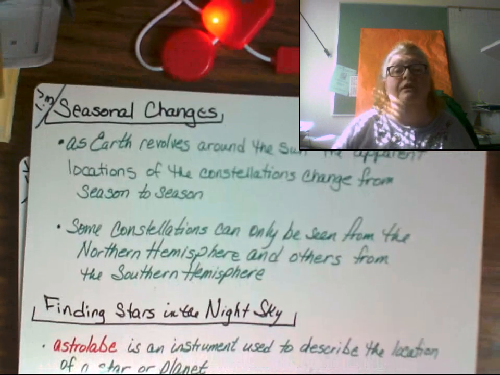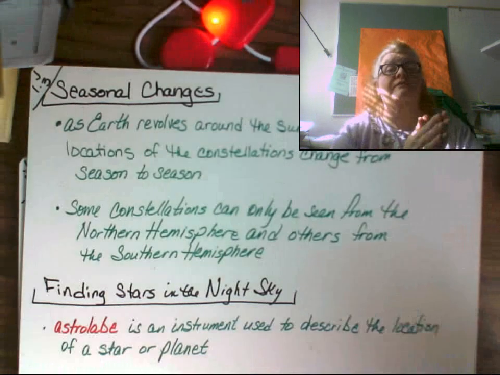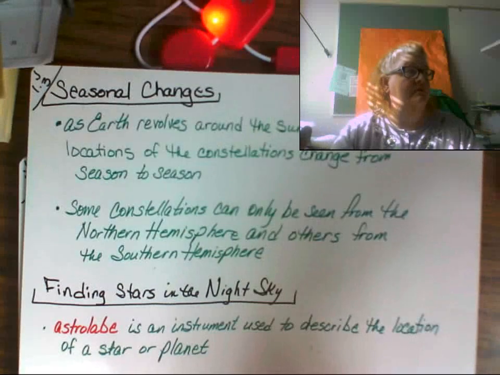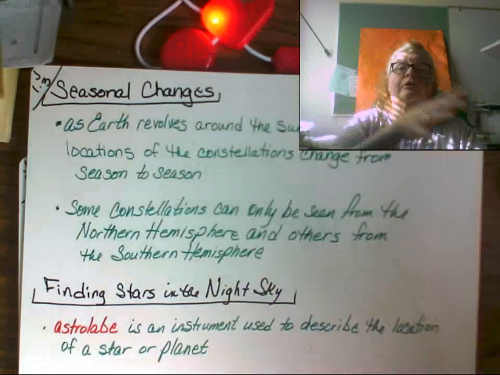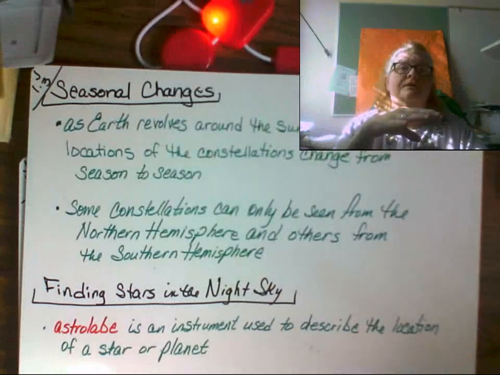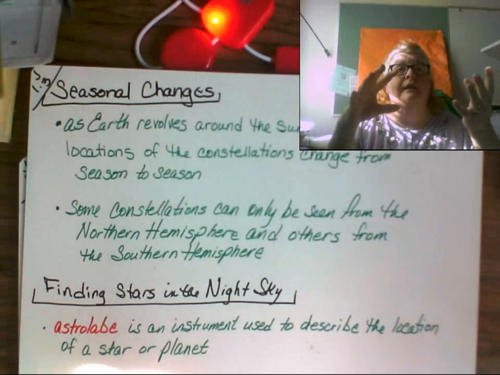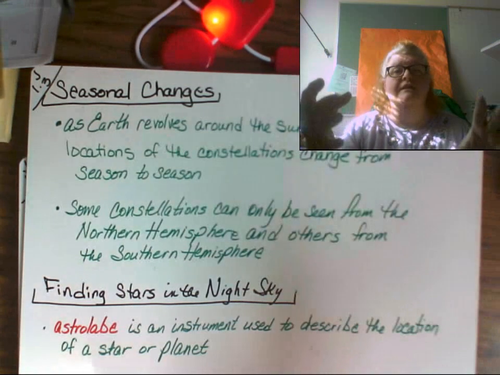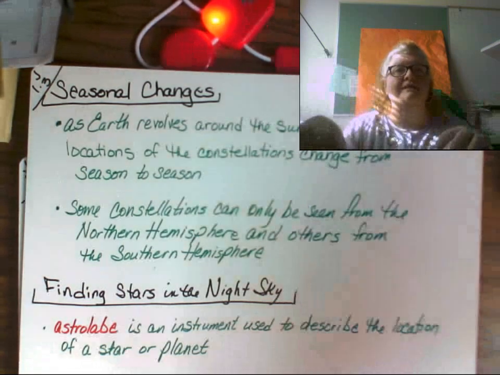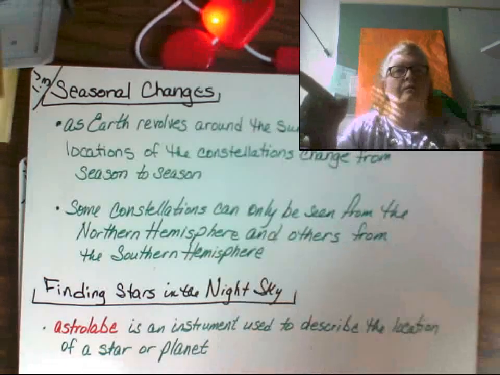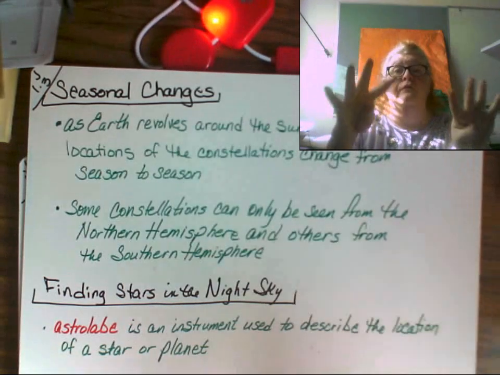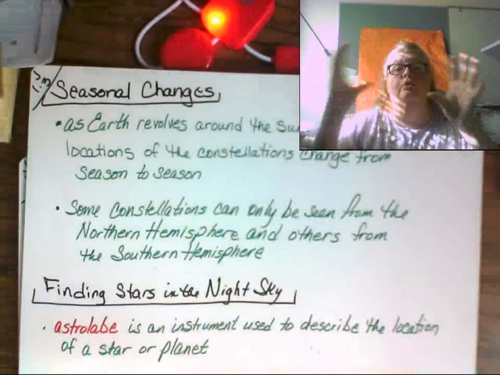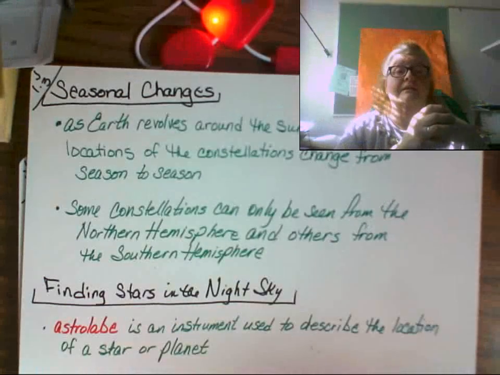Some constellations can only be seen from the northern hemisphere and others from the southern hemisphere. And then later, as the year goes by, they switch. So if we can see it in spring and summer, then in the southern hemisphere, they can see it in the fall and winter. And what they see in the spring and summer, we see in the fall and winter. So there's really like 4 groups that we see based on the seasons.